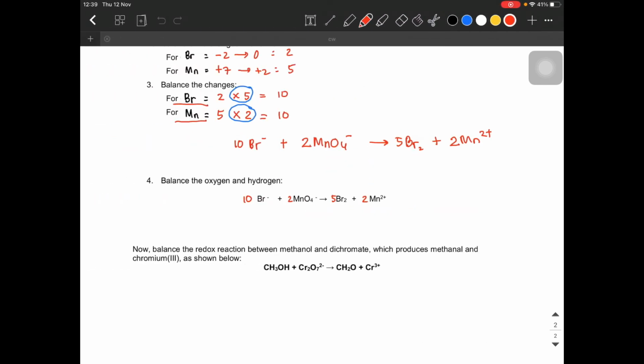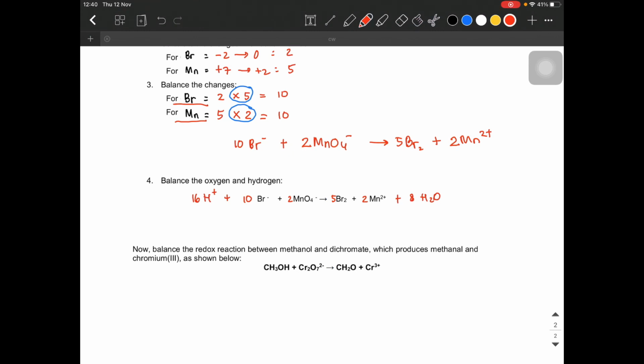So we need to balance the number of oxygen at the left and at the right. Since here there are 8 oxygen, we need to put 8 H2O, the same way as you balance oxygen and hydrogen using the half equation method. If you want to add oxygen, you just need to add water molecules. At the right-hand side, we now have 16 hydrogen, so we need to add 16 H plus at the left. Okay, so now everything is balanced here.